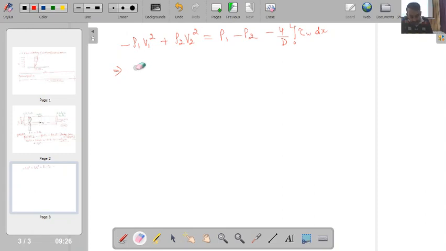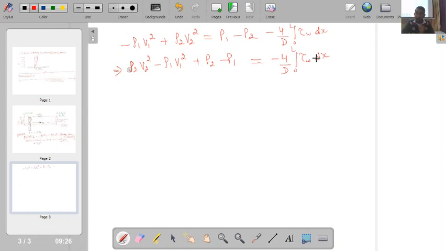So I can write this as rho 2 v2 square minus rho 1 v1 square, plus p2 minus p1. So I have taken everything on the left hand side, and in the right hand side I have kept the term minus 4 by d integral 0 to L tau w into dx.